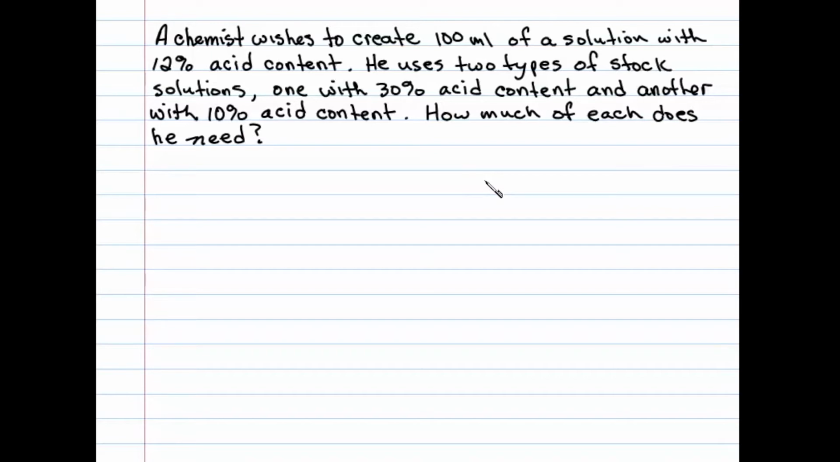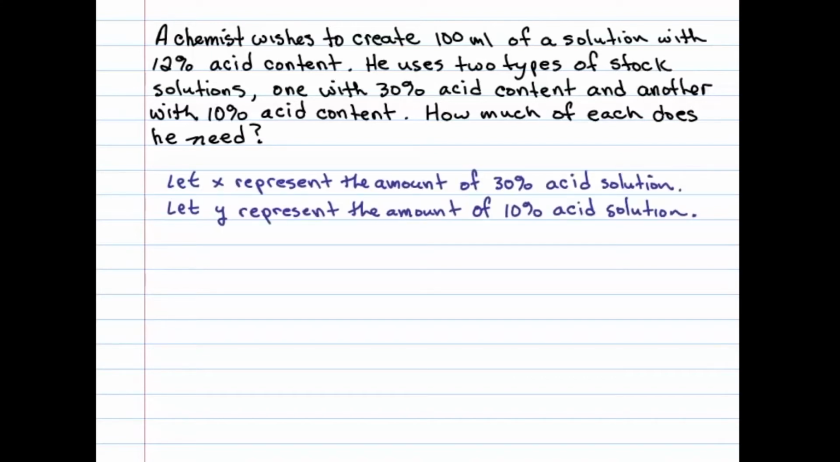Let's begin by identifying variables. Here, we'll let x represent the amount of 30% acid solution, and we'll let y represent the amount of 10% acid solution. Now the goal using two variables is to set this up as a linear system with two equations.